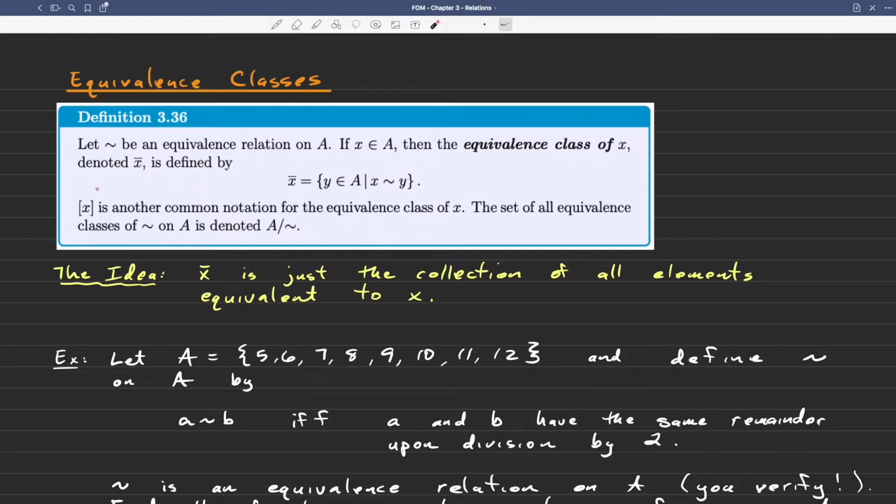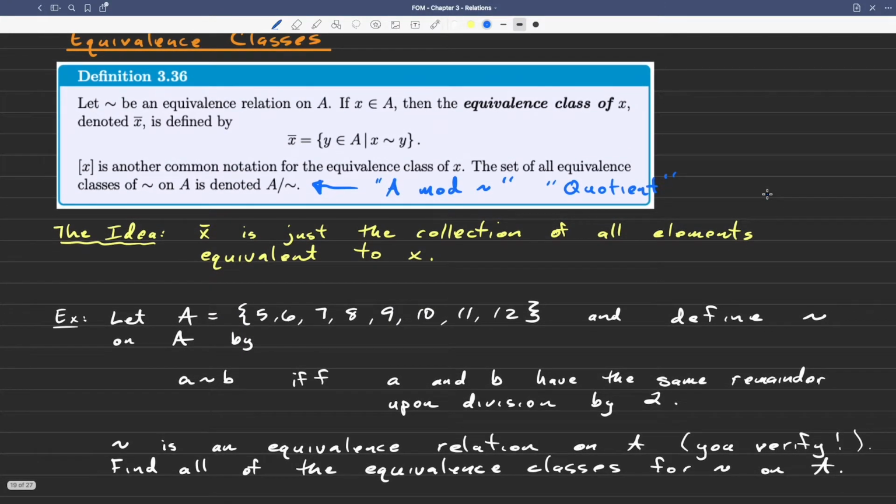There's another common notation for equivalence classes, X with the brackets around it. But I'm probably going to stick with the X bar notation in this class. I just wanted you to be aware of that. And also, whenever you have an equivalence relation, you have a bunch of different equivalence classes potentially for that relation. If you group all those distinct equivalence classes together and form a set out of it, we call that set A mod tilde. And we also call it the quotient.